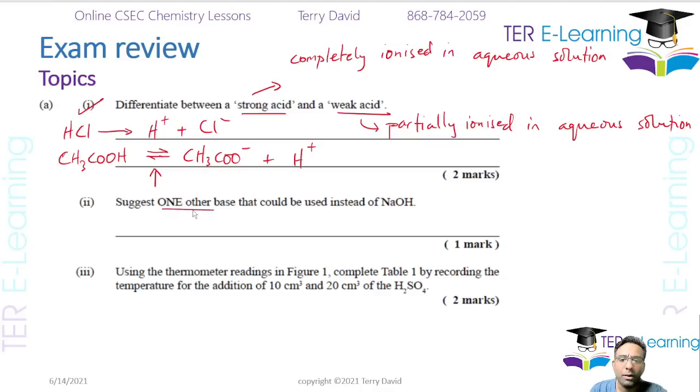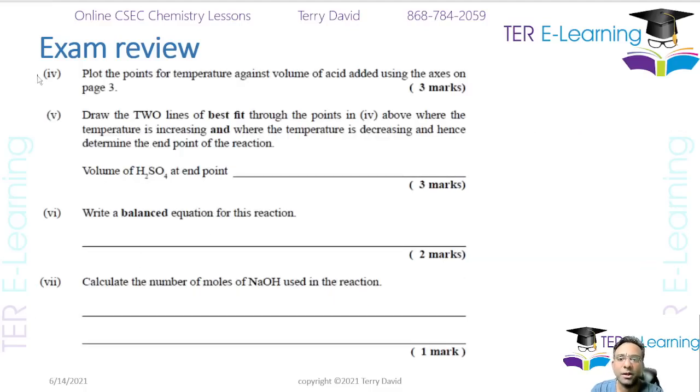Now, they said state one other base that could be used instead of sodium hydroxide. Well, our next base we could use is potassium hydroxide, right? That's our next one we can use. Now, the third part, they said using the thermometer readings in figure 1, complete table 1 by recording the temperature. So we did this already. We read the thermometer and we completed the table, right? Plot the points of temperature versus volume of acid added using the axes on the page, right? So they want us to plot the points, and then they said draw two lines of best fit, right? Where the temperature is increasing, where the temperature is decreasing.